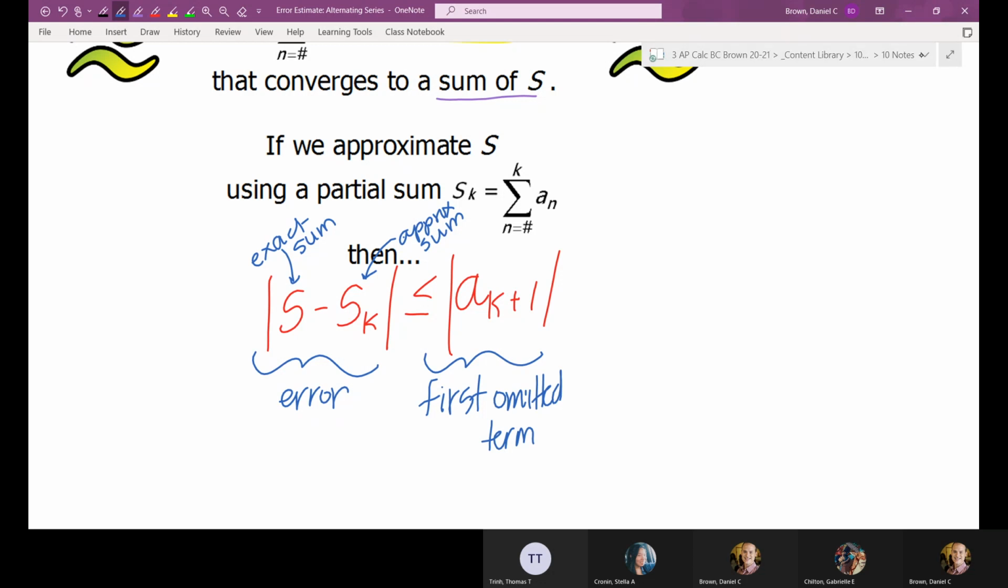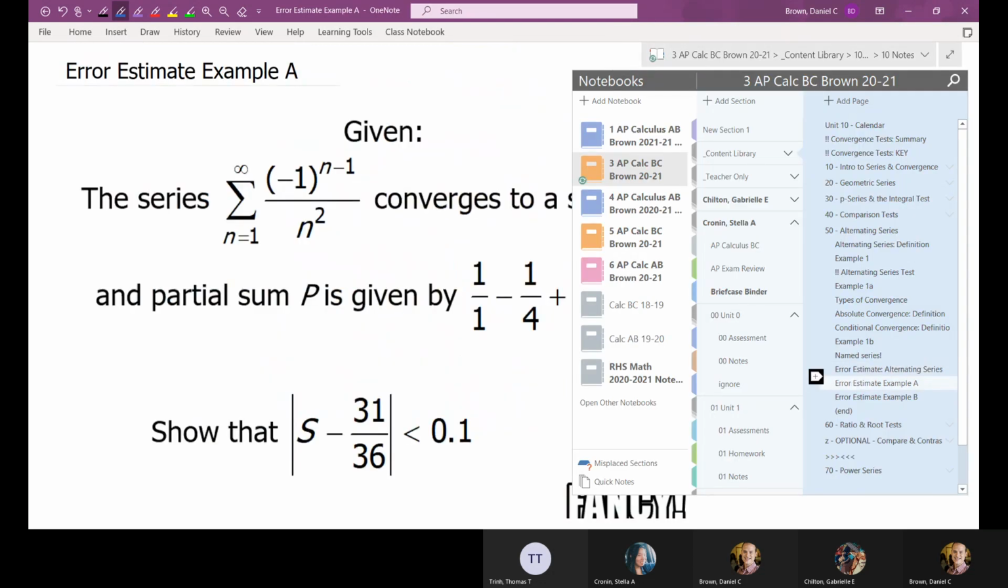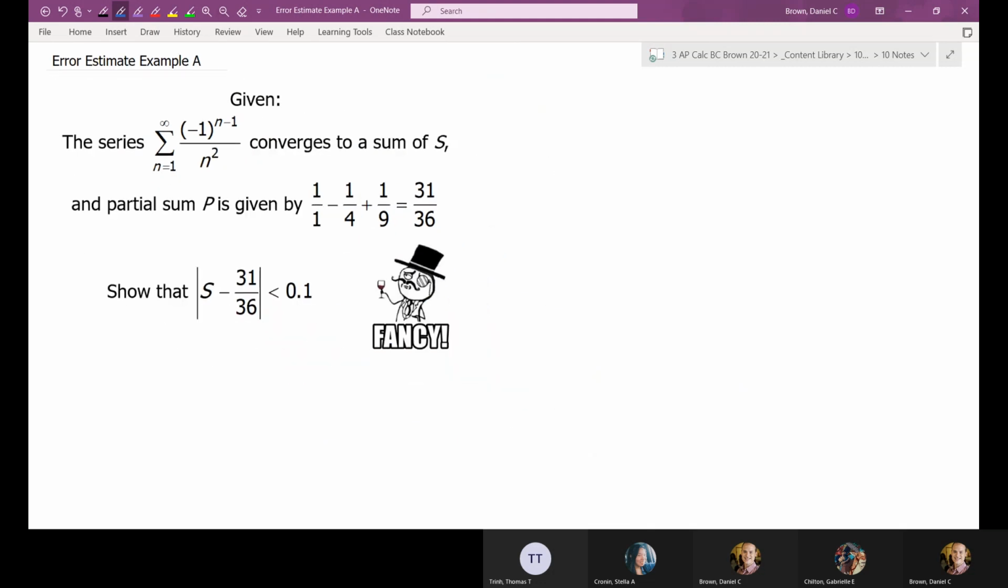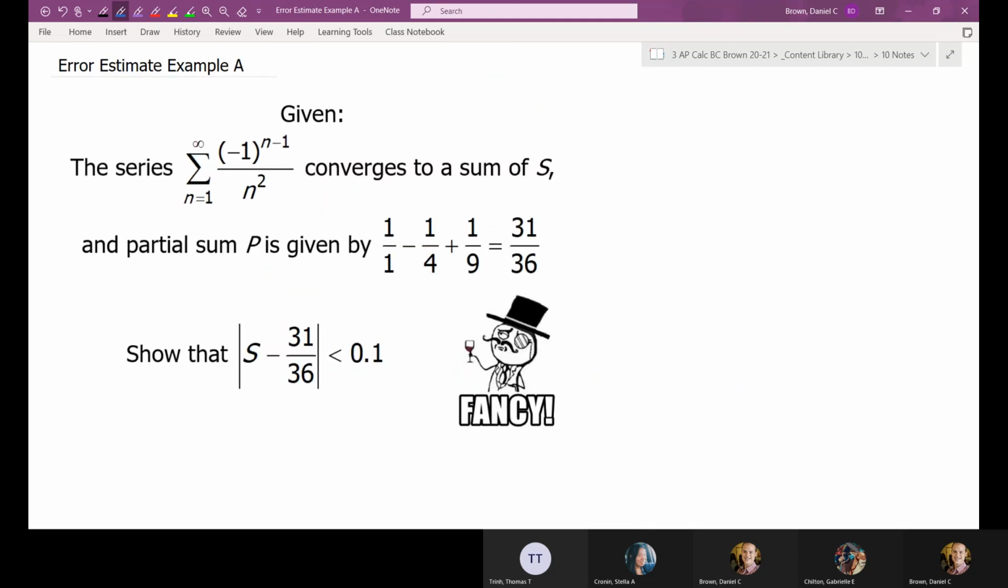Two ways that question is worded. So here's one way they like to word that question, and we'll talk about the wording as well. So we have this series. Looking at this series, we're going from 1 to infinity. I can see it's automatically alternating, so I can use this error bound. And it's over n squared, and it is converging to a sum of s. Again, we don't know what that sum is, but it is converging.